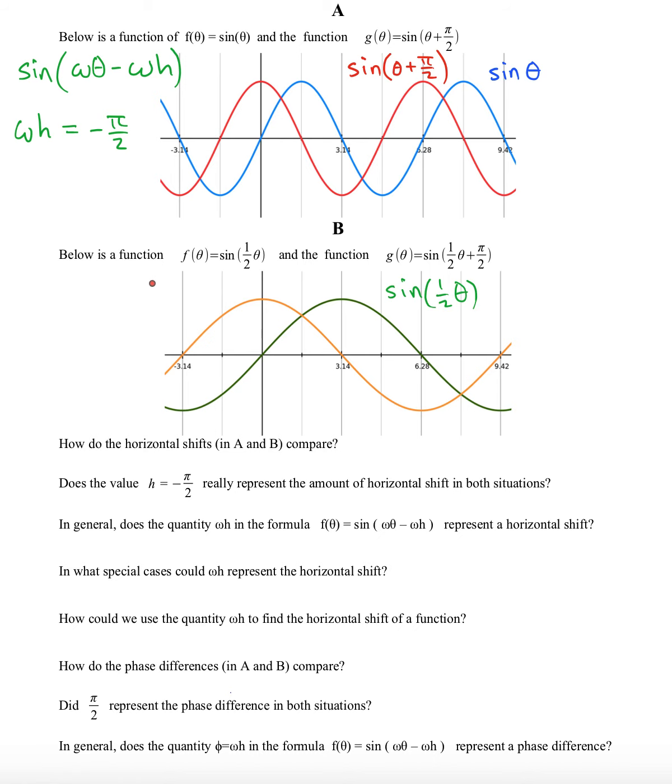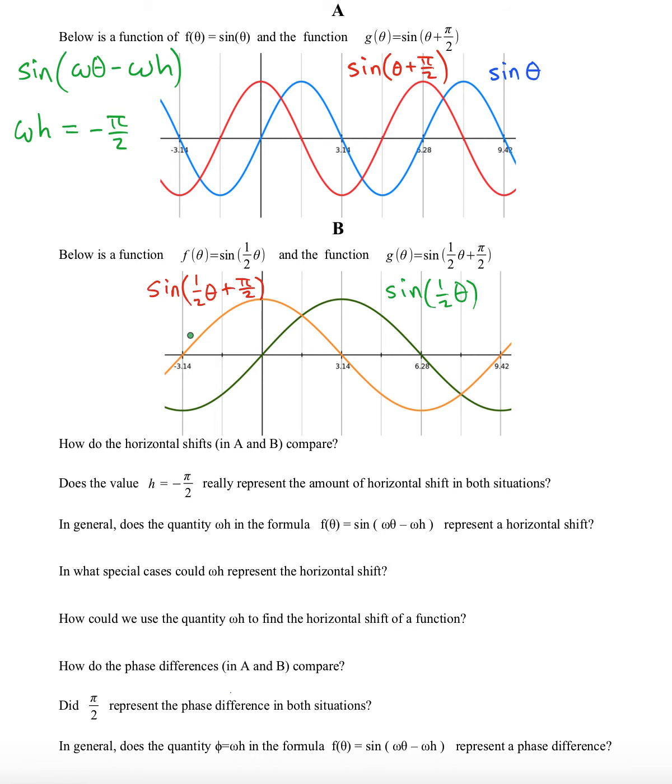The yellow is sine of 1/2 theta plus pi over 2. As you can see, even though we added the same constant to both the top and bottom examples here, the horizontal shift was not the same.